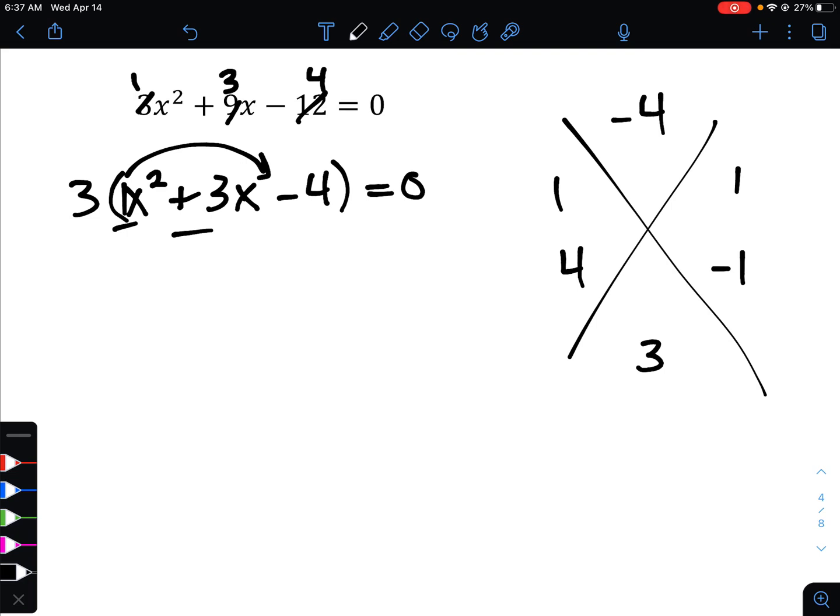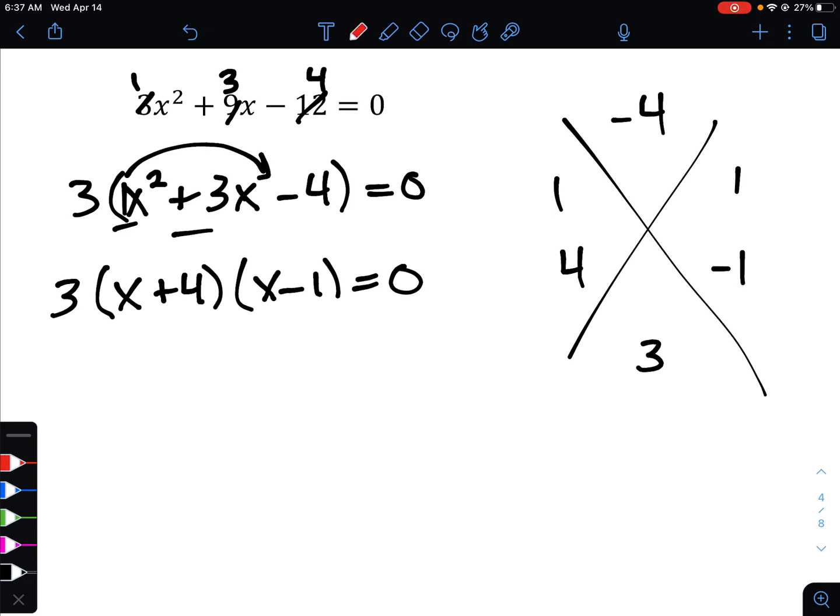So now let's see if we can simplify. Obviously, nothing we can do. So let's go ahead and just copy down what our factors are going to be. So 1x plus 4 and 1x minus 1. Notice that the greatest common factor I've copied down as well, and that was the number 3. So now we'll go through and set each of our factors equal to 0. So 3 equals 0, x plus 4 equals 0, and x minus 1 equals 0.